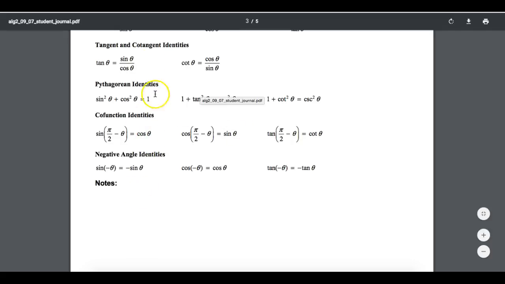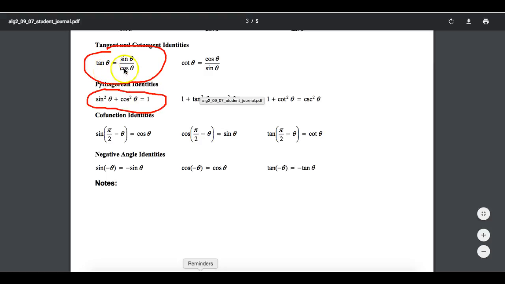So you see in your journal there's a lot of different identities here, but we're not going to be focusing on all of those. The two that you need to know are the tangent identity and the Pythagorean identity right here. So the tangent, and we've gone over this before.